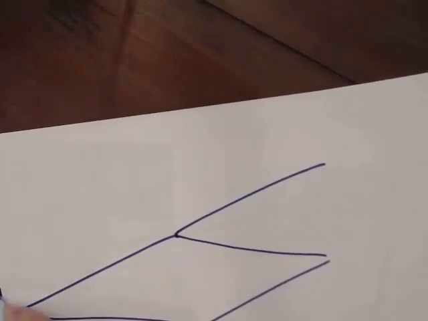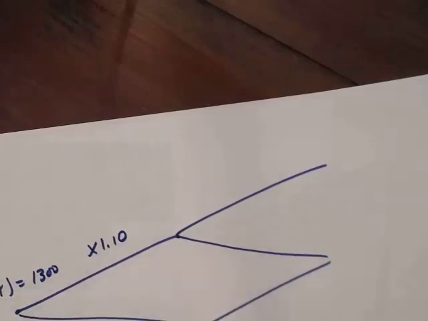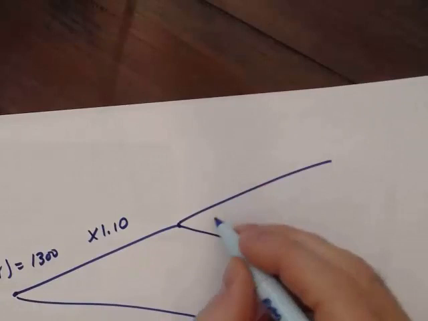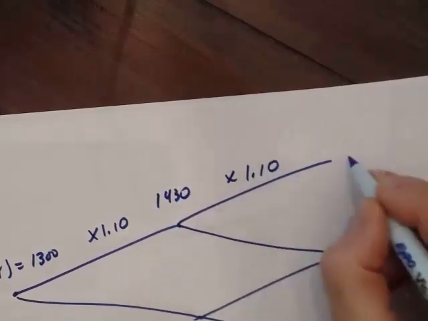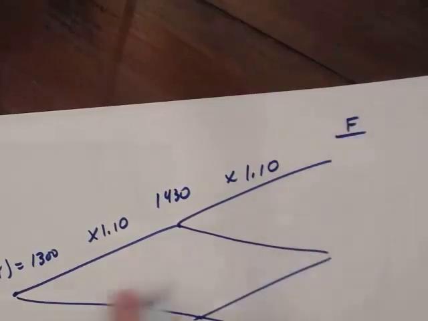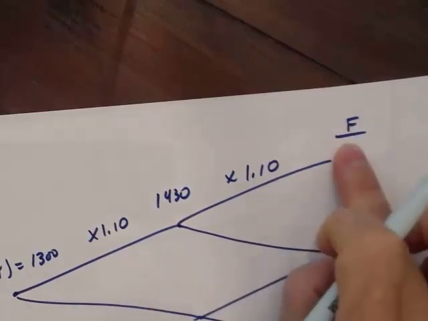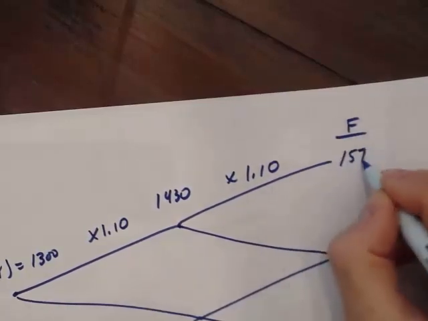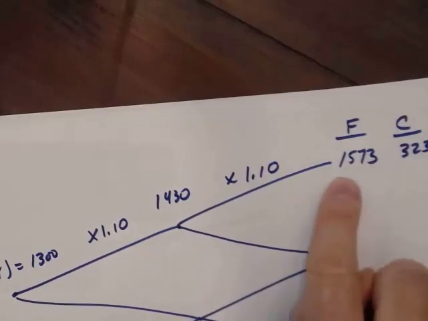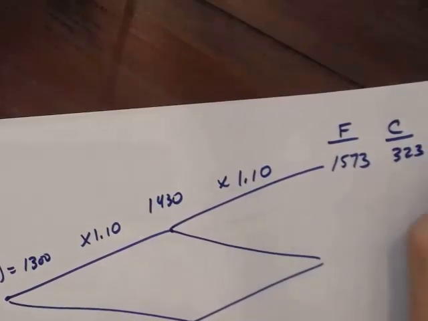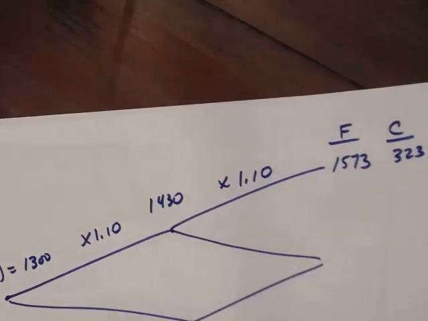Here we have a recombining tree. The futures price now is 1300. We multiply that by the 1.10, the up move, and we get 1430. We multiply that again and we get a futures price, because that's what we're modeling here, the futures price, not the underlying, of 1573. The call payoff will be 323, because we're going to subtract the 1250 strike. And for the put, it's out of the money at 0.